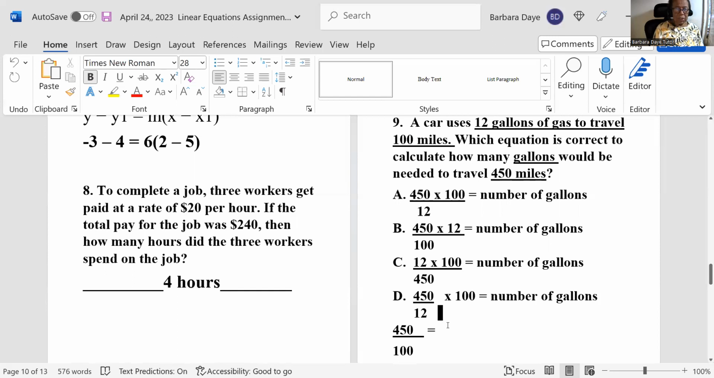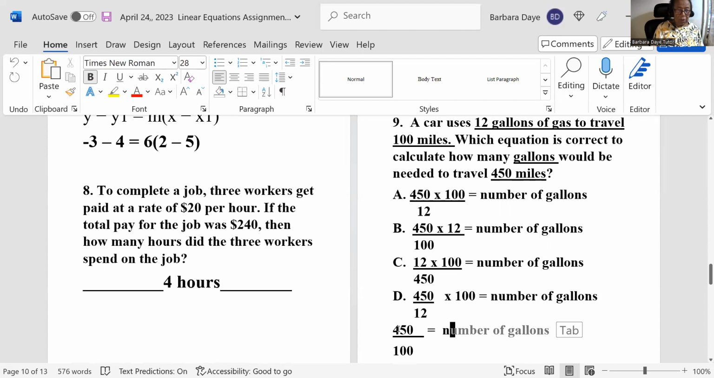Well, we're trying to find the gallons for 450. So that would be our unknown. We'll just call it N, right? Over 12. So let's put our 12. So that'll be N.